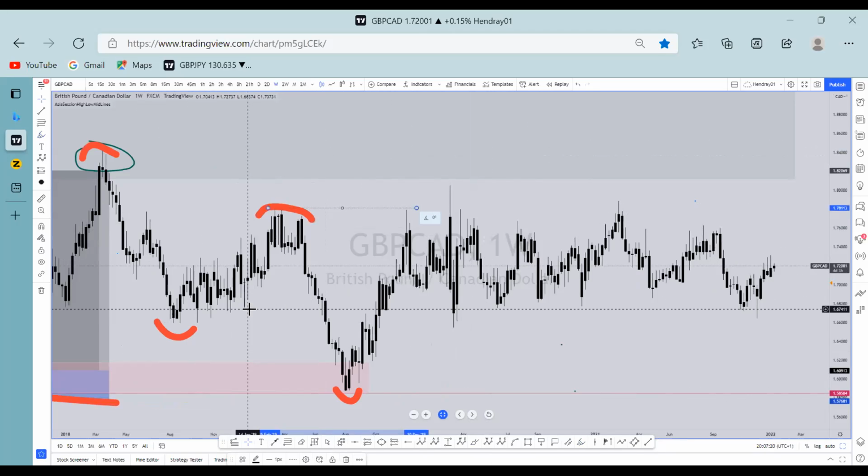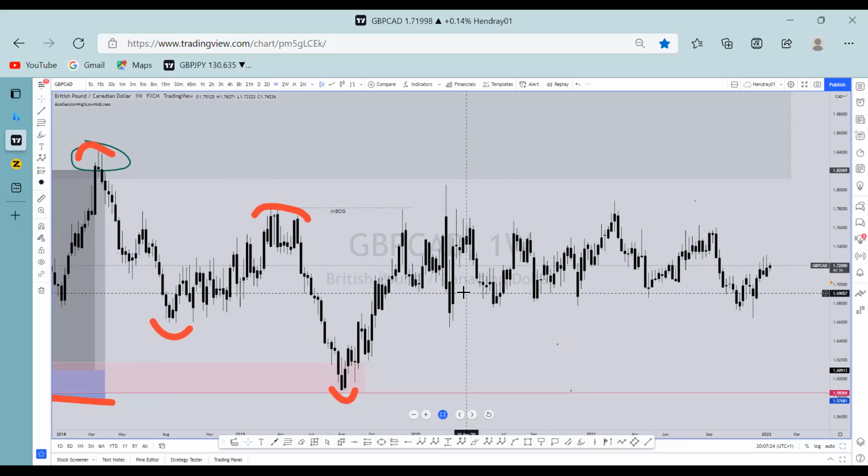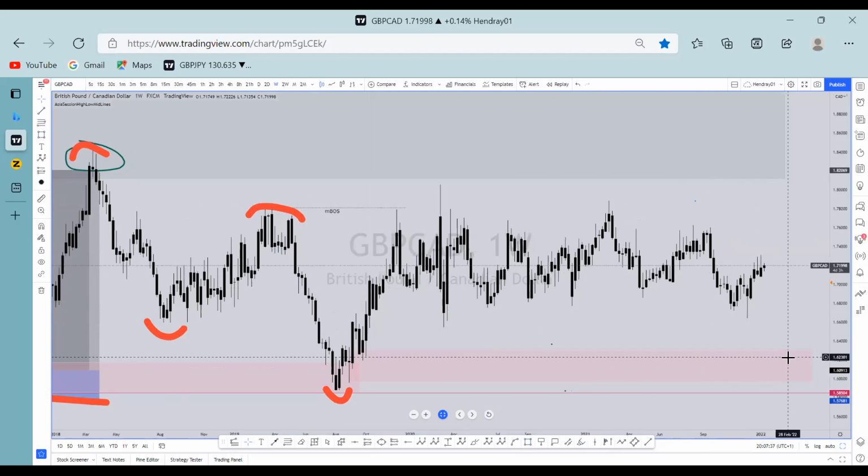I can call that one a minor BOS. Weekly structure 1 has been broken. I know that I can now buy after price breaks this, either at the extreme. Price may come to the extreme area again, who knows, maybe somewhere around there. Price may come again all the way somewhere around there.